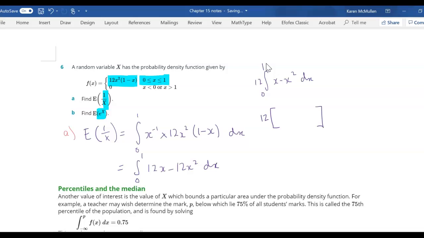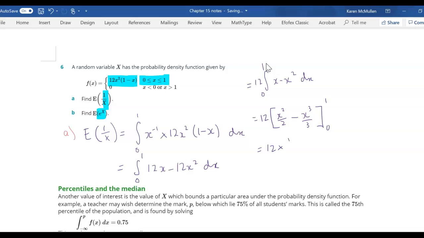Keep the 12 out the front. All right, the antiderivative of x is we increase our power to x squared over 2, minus, and increase that power to x cubed over 3, and we're going from 0 to 1. 0 is great because it's just going to disappear, so all we need to do is substitute in 1. 1 is also awesome because it's easy to do.